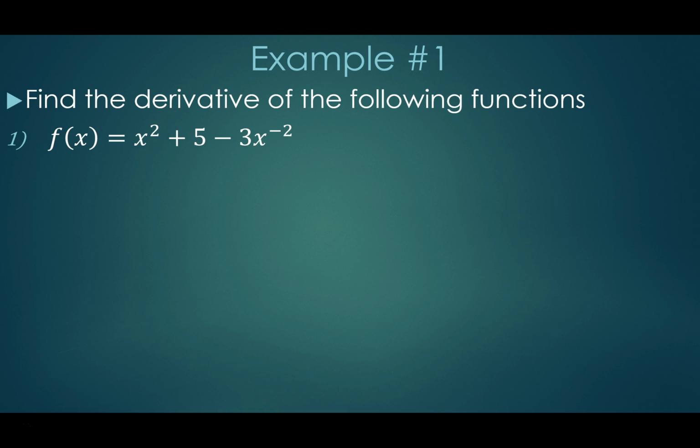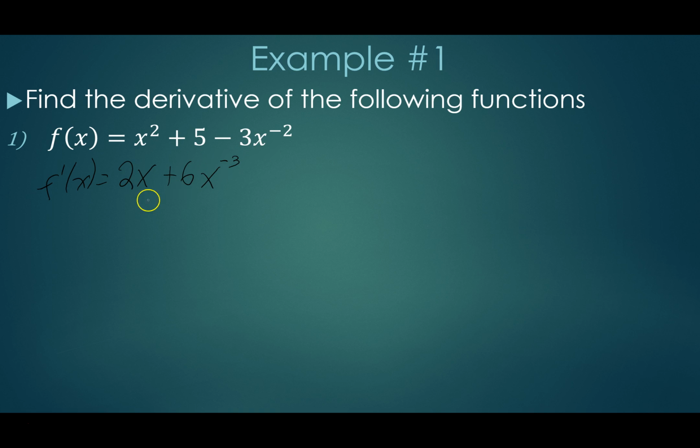So let's use this concept. f of x equals x squared plus 5 minus 3x to the negative 2nd. So for the derivative, again, we take the exponent and move it in front. So 2 goes there. When I decrease 2 by 1, I just get 1. So I get 2x. 5 is a constant, so it goes away. I move the negative 2 in front. Since there's already negative 3 there, they multiply. Negative 3 times negative 2 is a positive 6. And again, I decrease the exponent by 1.